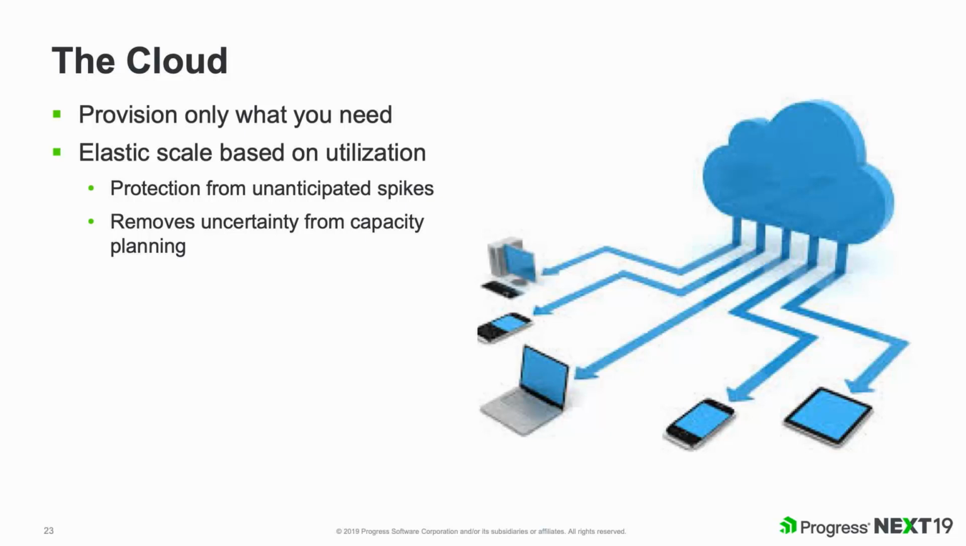So, in the traditional on-prem hardware model, you have to plan not only for your average workload, but your peak workload. And sometimes you have to spend a ton of money on infrastructure that you only need 5% of the time. With the cloud, you can just provision what you need and trust that you can scale based on utilization. Protection from unanticipated spikes removes uncertainty from capacity planning.